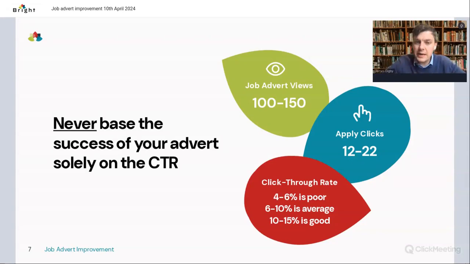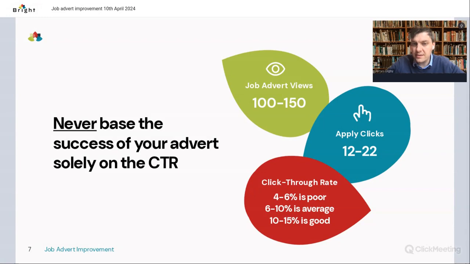and your apply clicks. And we know from our own experience that to get enough brand reach and to get enough apply clicks, so that's people clicking to apply, it's not necessarily those people converting into applicants, you should be looking at between 100 to 150 views and between 12 to 22 apply clicks. Those conversions from wherever you direct those people to will vary in terms of percentages.